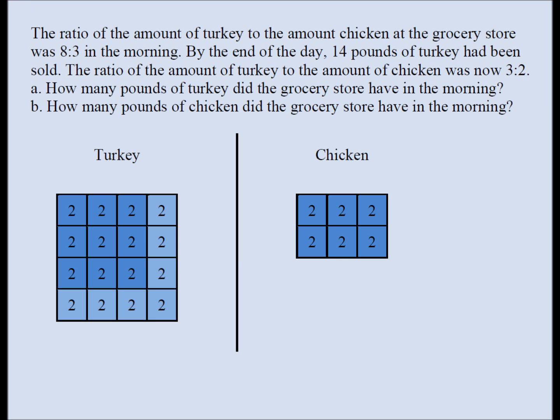So the question is, how many pounds of turkey did they have originally? 32 pounds. There are 16 squares. Multiply 16 by 2, you're going to get 32. How many pounds of chicken did they have? Well, 2 times 6. Each square is worth 2 pounds. There are 6 squares. 6 times 2 is 12. So these are your answers. They originally had 32 pounds of turkey and 12 pounds of chicken.